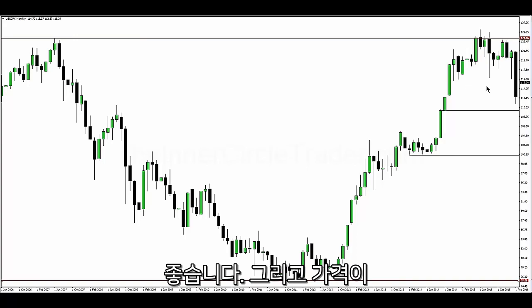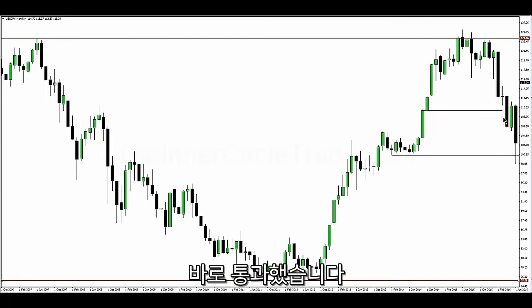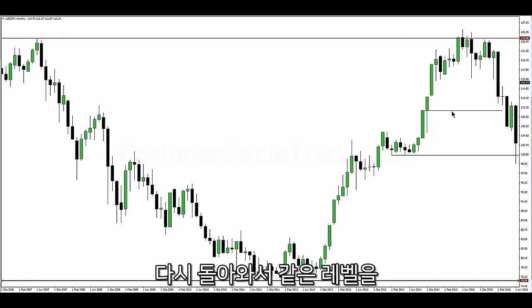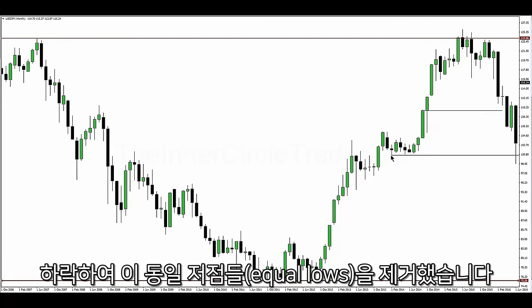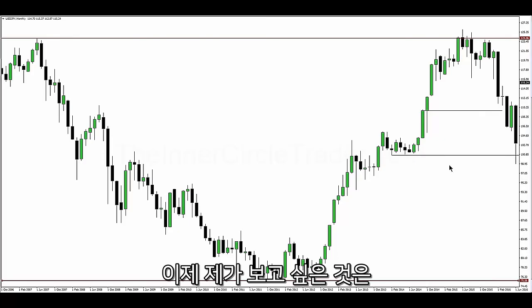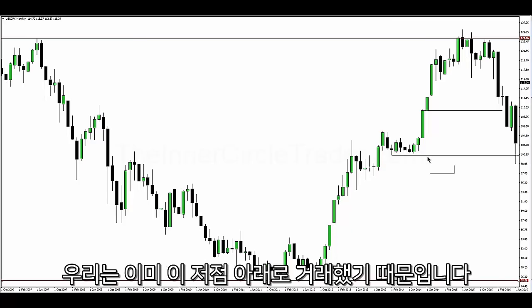Okay, and price trades here, stalls a little bit and goes right through it. It comes back and retests that same level in here. And then ultimately it comes down and clears out these equal lows. Now, what I want you to look for at this moment right here is where the next level of liquidity is, because we've already traded below this low here.